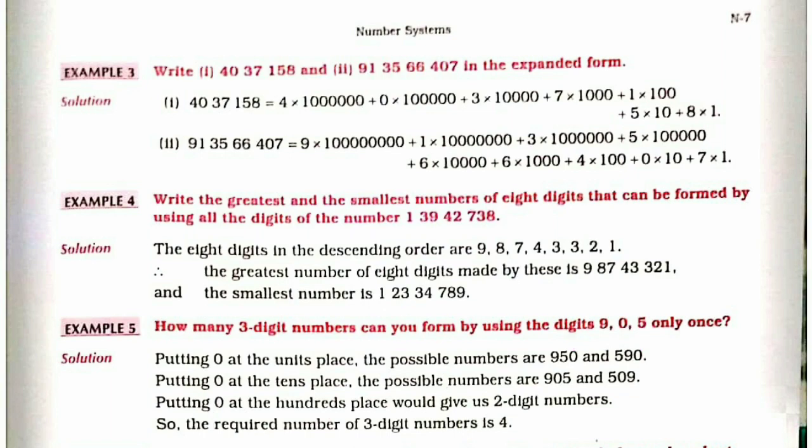We will do the same another time, putting 0 at the tens place, meaning we take only one digit and each time we stick it in one specific place. So this time at the tens place we stick 0 and interchange the other digits. One possible outcome will be 905 and another possible outcome will be 509. Now putting 0 at the hundreds place would give a 2-digit number, and it says we have to make 3-digit numbers, so it is not possible. So the required number of 3-digit numbers is 4, meaning 4 numbers we can make.